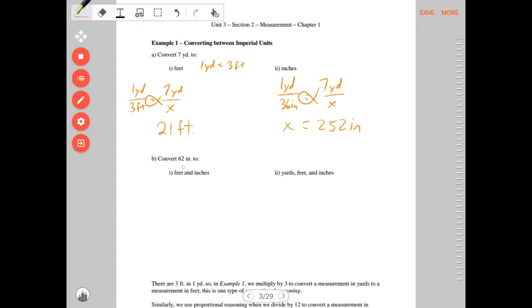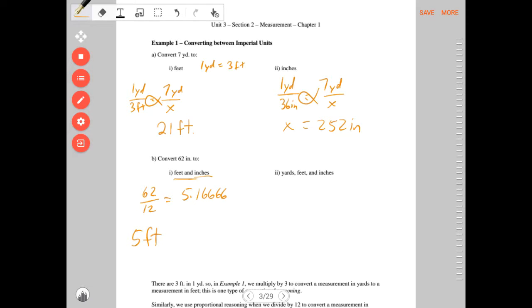Now let's add an extra layer of difficulty here. Convert 62 inches to feet and inches. First things first, if we want feet, we're going to take the 62 and divide that by 12, because there's 12 inches in a foot. So this works out to 5.16666 repeating. So it's 5 feet.